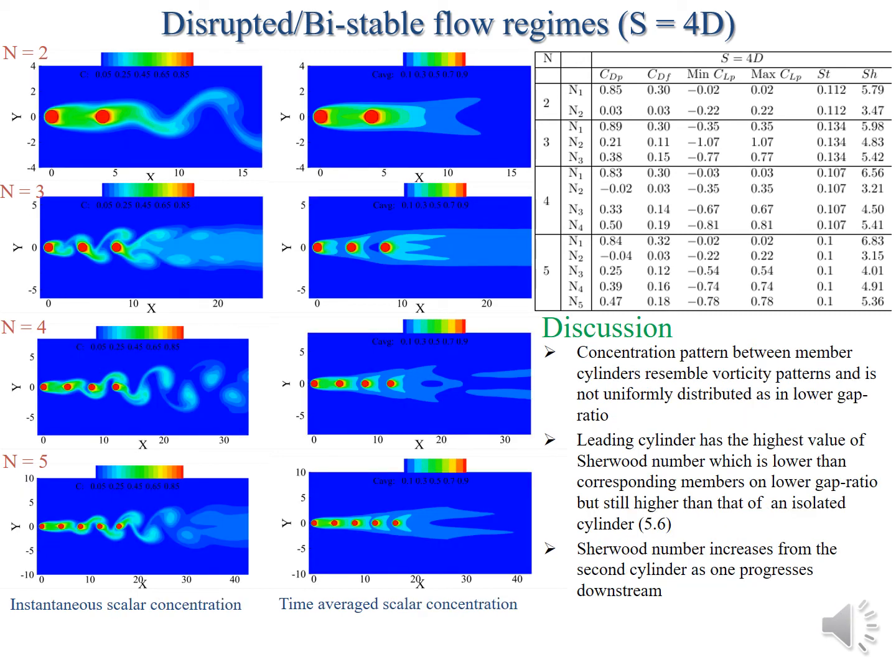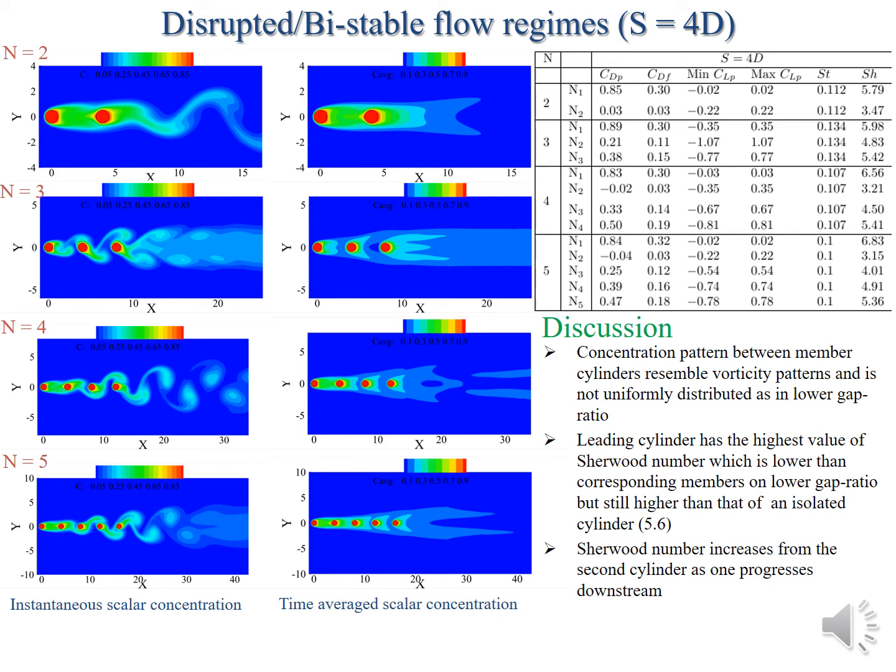And a similar thing is observed for the mass transfer. We find that the mass transfer really follows the structure of the flow, and as you increase the number of cylinders, the mass transfer coefficients also increase, something that we didn't notice in the other flow regimes.